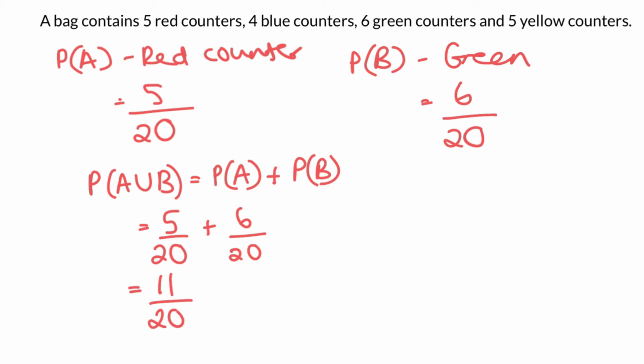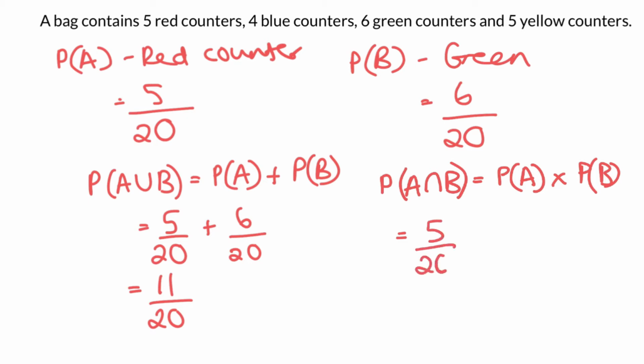So the probability that if we pick one counter at random, it's either red or green is 11 out of 20. If we pick a counter out of the bag and then replace it and pick a second counter out of the bag, we can work out the probability that the first counter is red and the second counter is green. So that's the probability of event A and event B happening. So this time we need to times the probability of event A happening by the probability of event B happening. So the probability that the first counter is red is 5 out of 20.